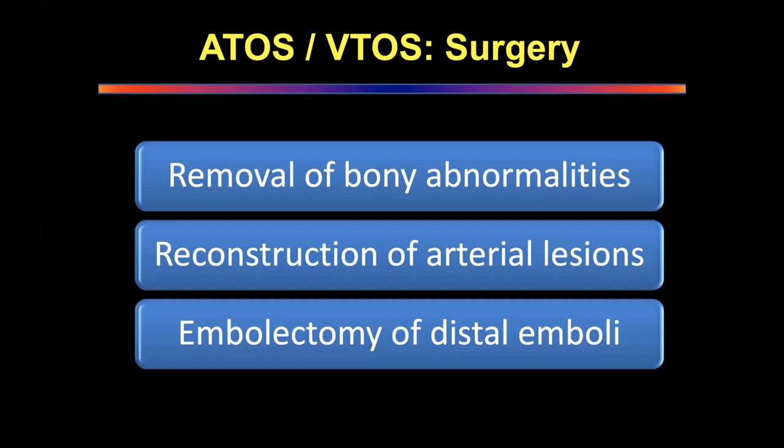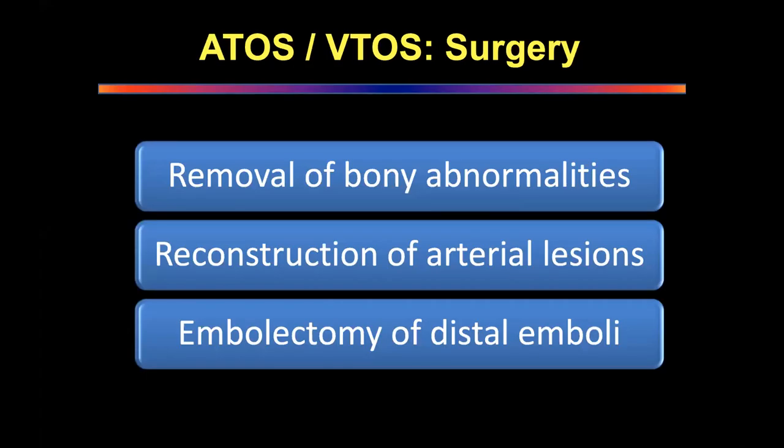So for the vascular TOS, these are the principles. You have to do removal of bony abnormalities. You might have to reconstruct the artery. Very often you might find there's a narrowing or complete obstruction, and you might have to put in an interposition graft to the subclavian artery. And sometimes if there is embolus distally, you might have to use a Fogarty and do a distal embolectomy for these patients.